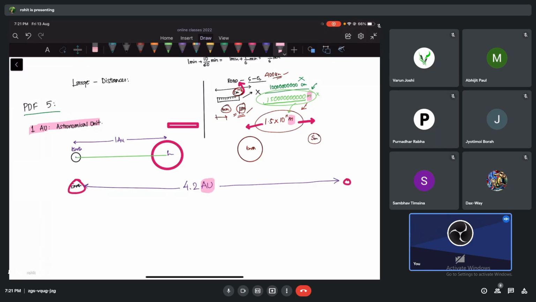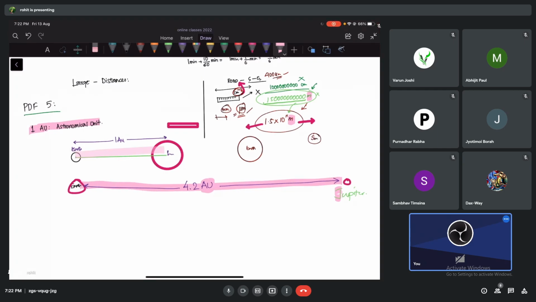And you can understand the meaning of this already. That means the distance between earth and Jupiter is 4.2 times larger. 4.2 times larger than what? Let's say 4.2 times the distance between earth and sun. So this distance is 4.2 times of this distance.